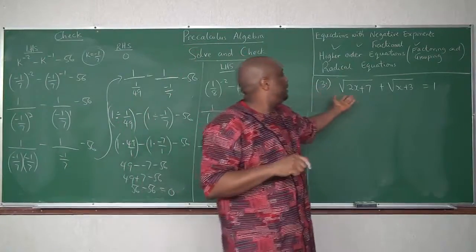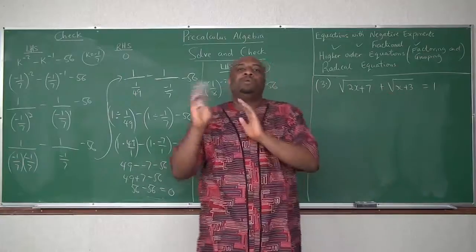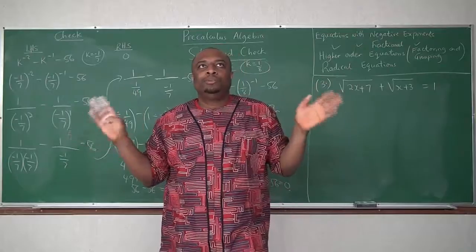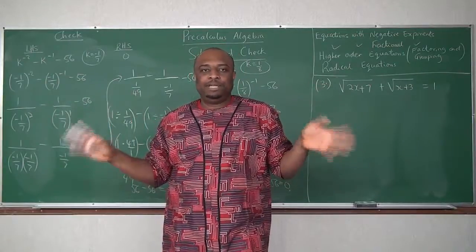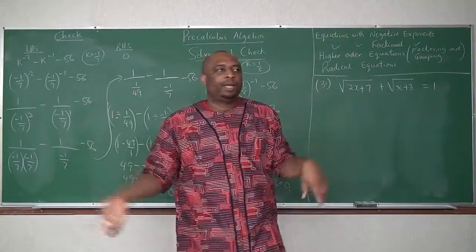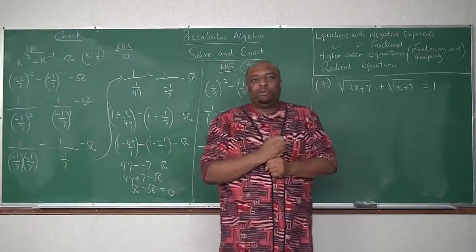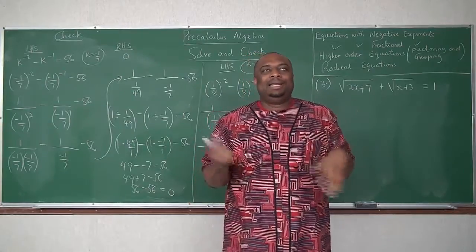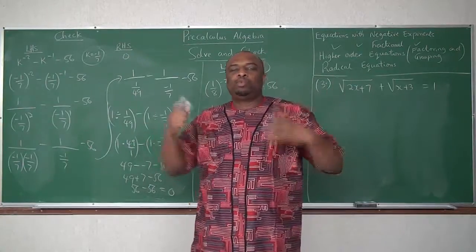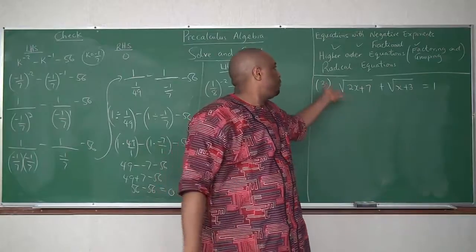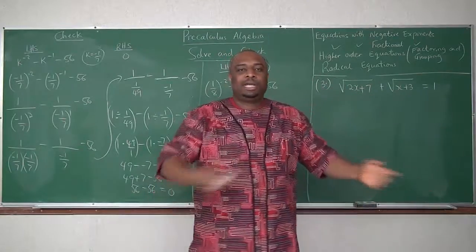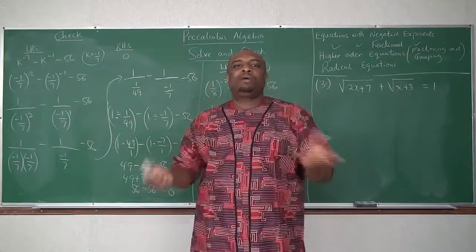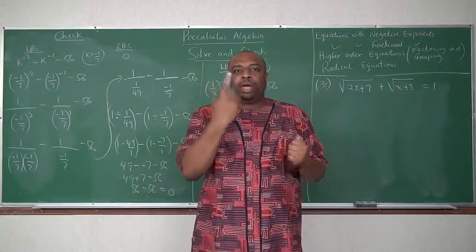If you have just one radical, make sure it is by itself. You don't want the radicals on the same side of the equation. If you have one radical, let it be by itself, and in that case you will just have to square. If the radical is just a square root, you just have to square one time. If you have only one radical, most likely you will square only one time.